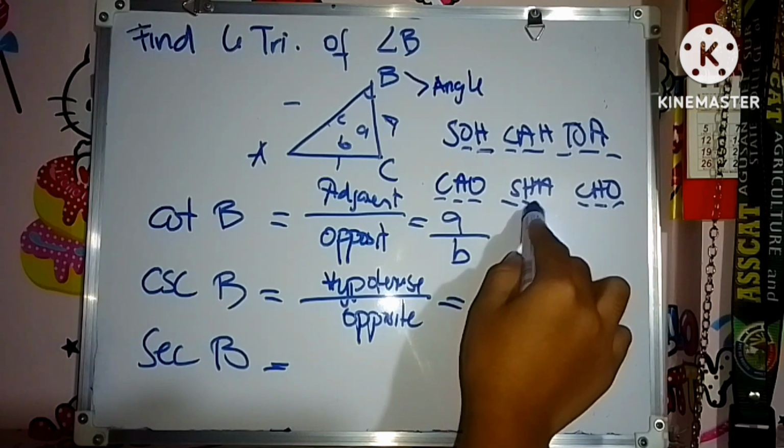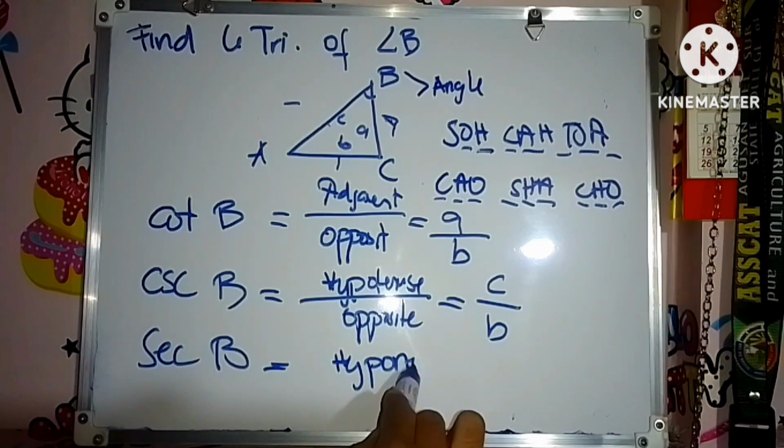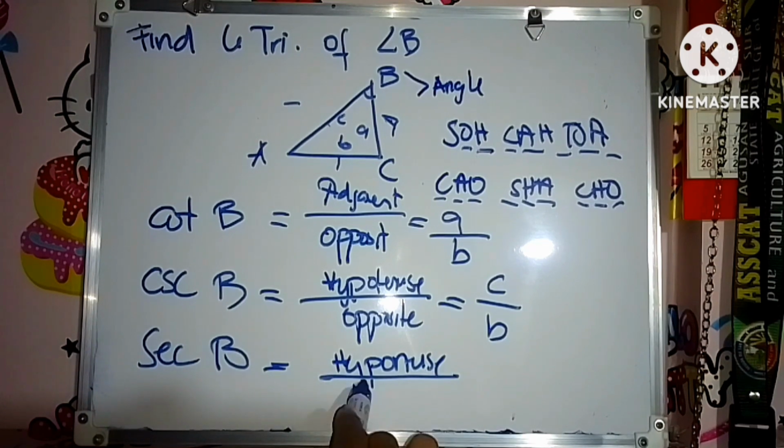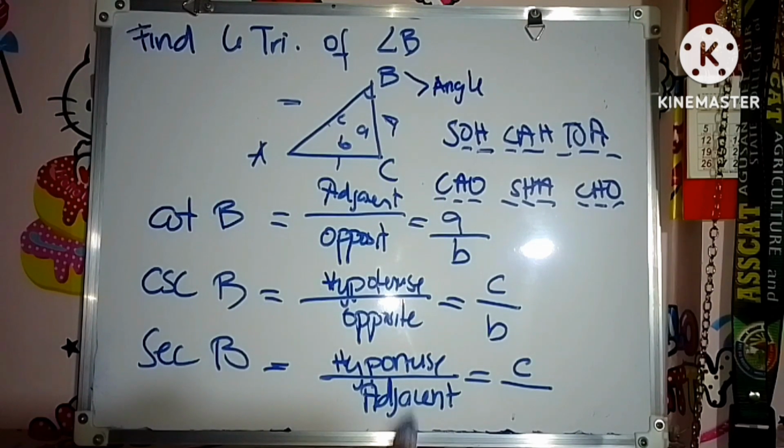And then last is the secant. Secant is equal to hypotenuse over adjacent. So the hypotenuse of secant B is C, and the adjacent is A.